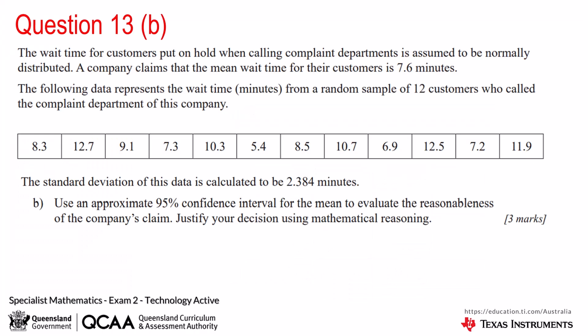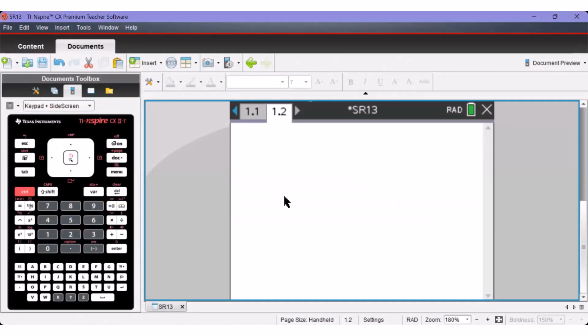Question 13B is worth 3 marks. We're told that the standard deviation of the data in the sample can be calculated to be 2.384, correct to 3 decimal places. And we're asked to find an approximate 95% confidence interval for the mean to evaluate the reasonableness of the company's claim.